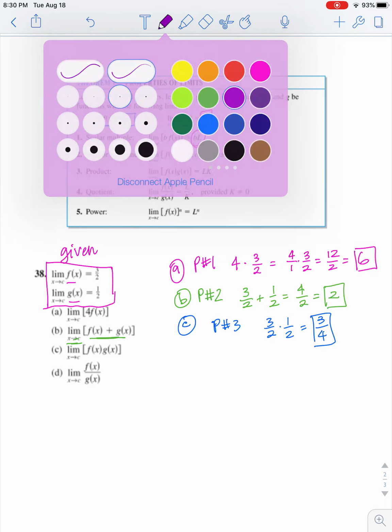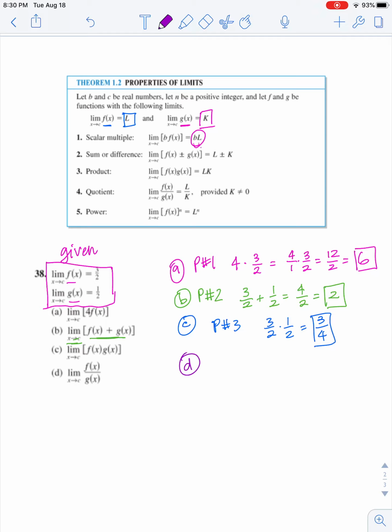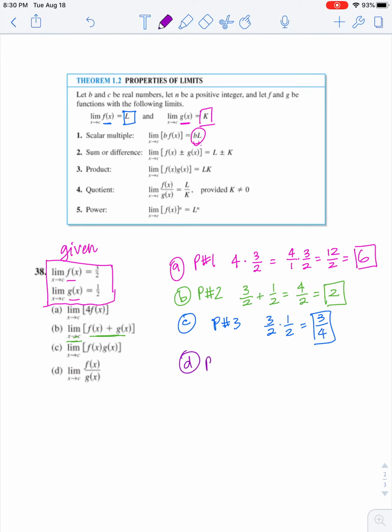And then last but not least, question D is the quotient. As long as that g function doesn't have a limit of 0, we can go ahead and apply property number 4 and do f limit divided by g limit. Remembering what we just said earlier about multiplying by the reciprocal, this gives us 6/2, which is 3. And that's it.